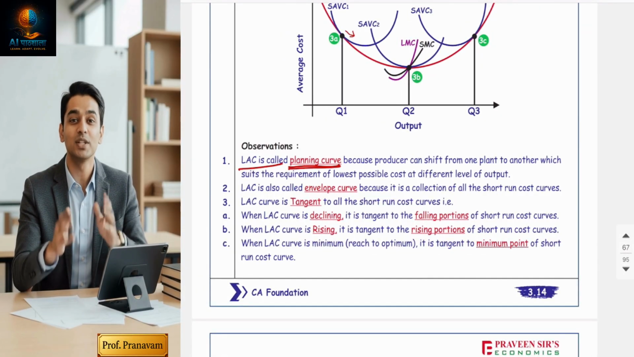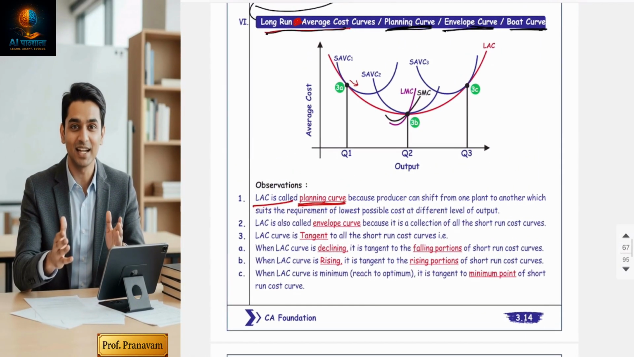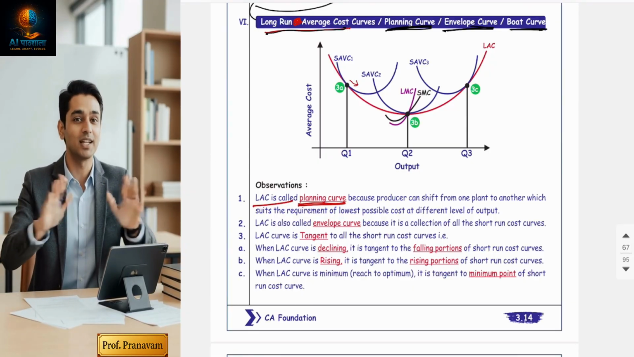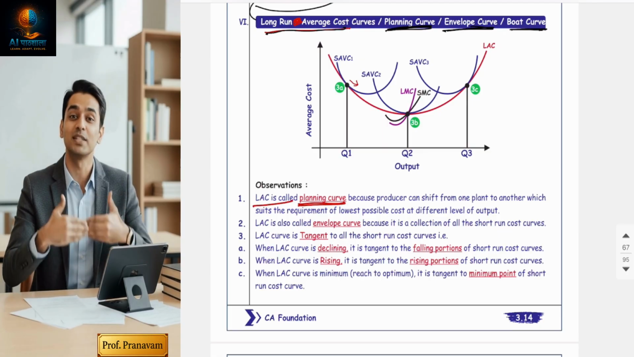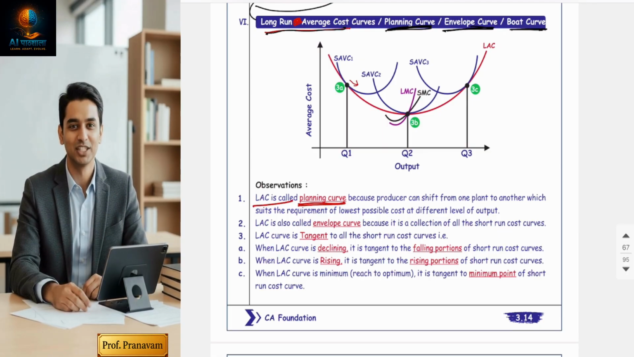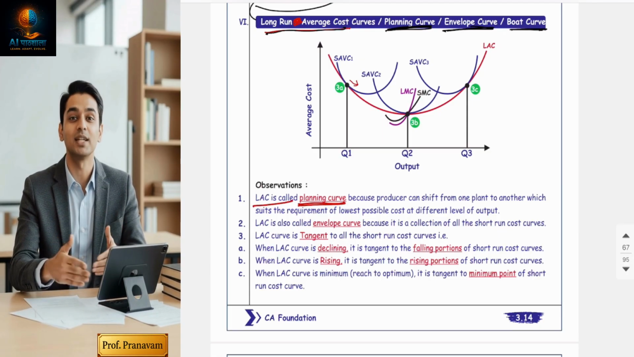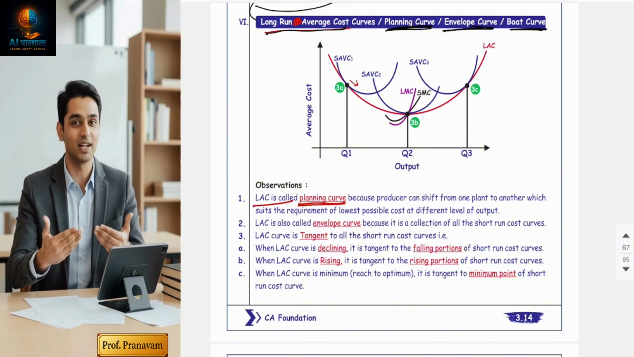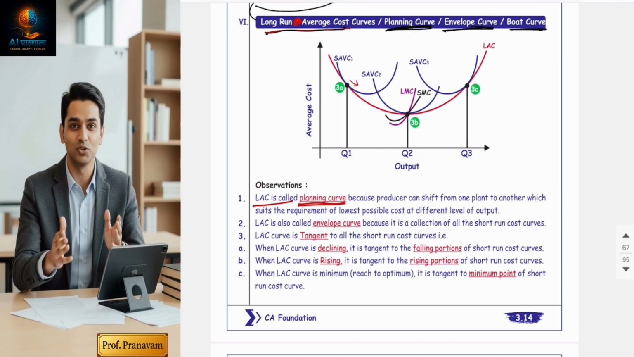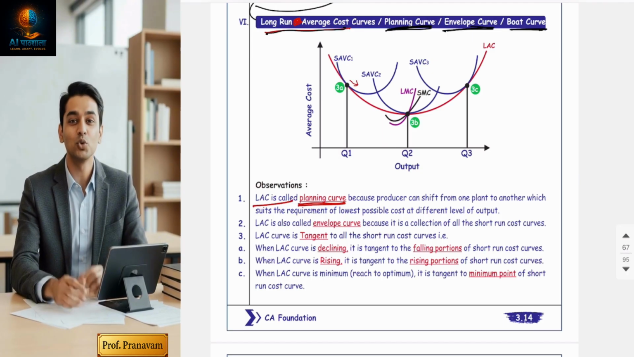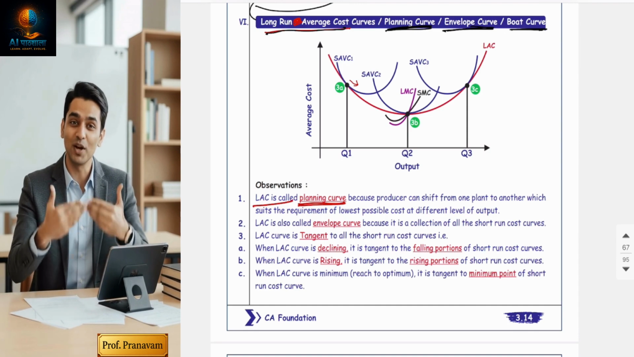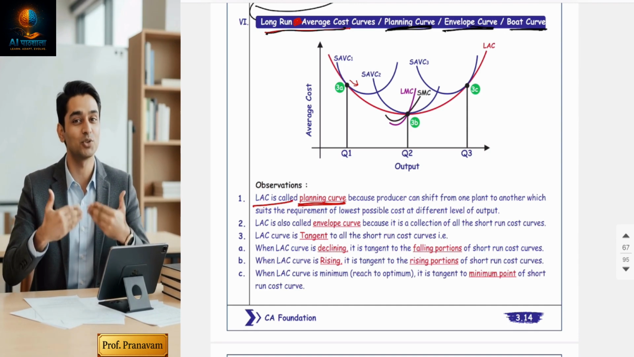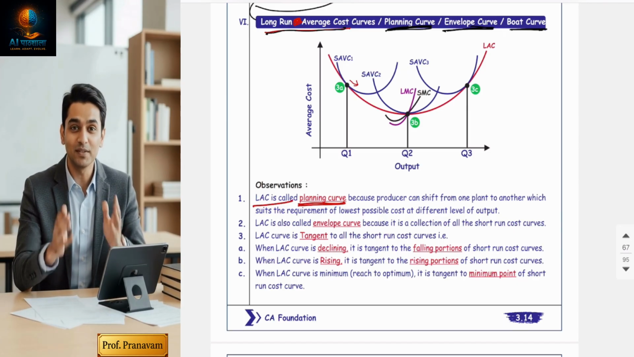The LAVC curve is also called the planning curve. Why? Because in this, a businessman can plan: a small production can be conducted with small machineries and a large production with large machineries, so that all the machinery is efficiently utilized. If you conduct a large quantity with small machines, overutilization will take place and your cost will rise. And if you conduct a small production with big machines, underutilization will take place and your cost will again be high. So all the machines should be efficiently utilized.